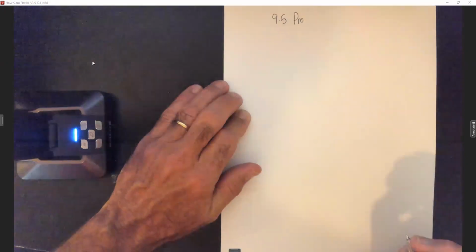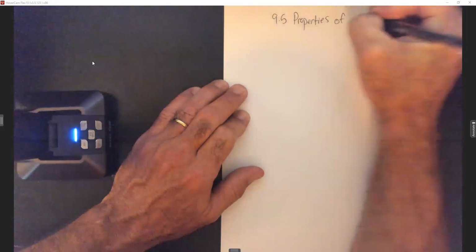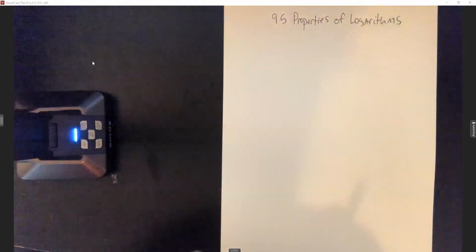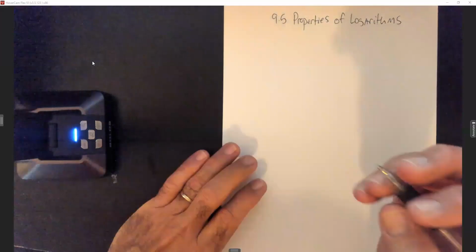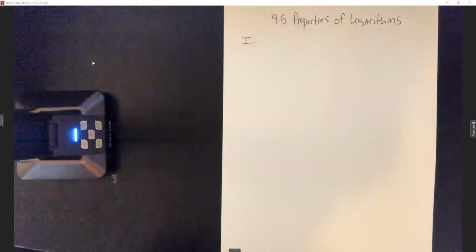All right, so this is 9.5, and it deals with properties of logarithms. These are properties that are going to help us solve these equations when we hit 9.6 on Monday. The properties are similar to exponent rules, because if you remember, a logarithm in the long run is an exponent, okay?